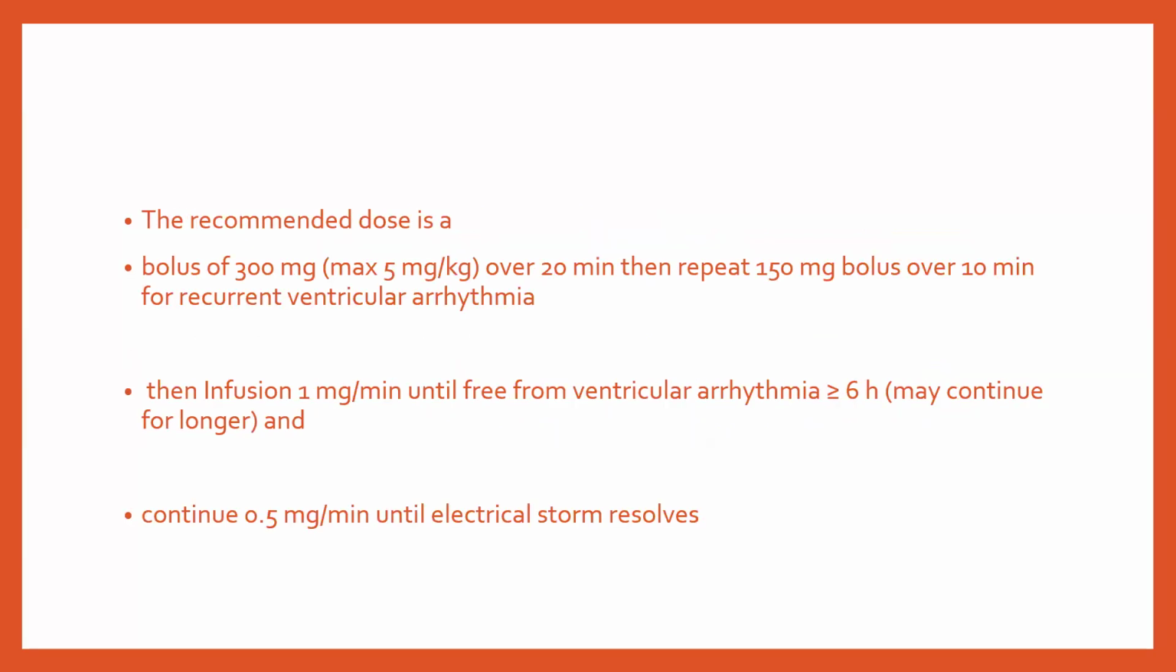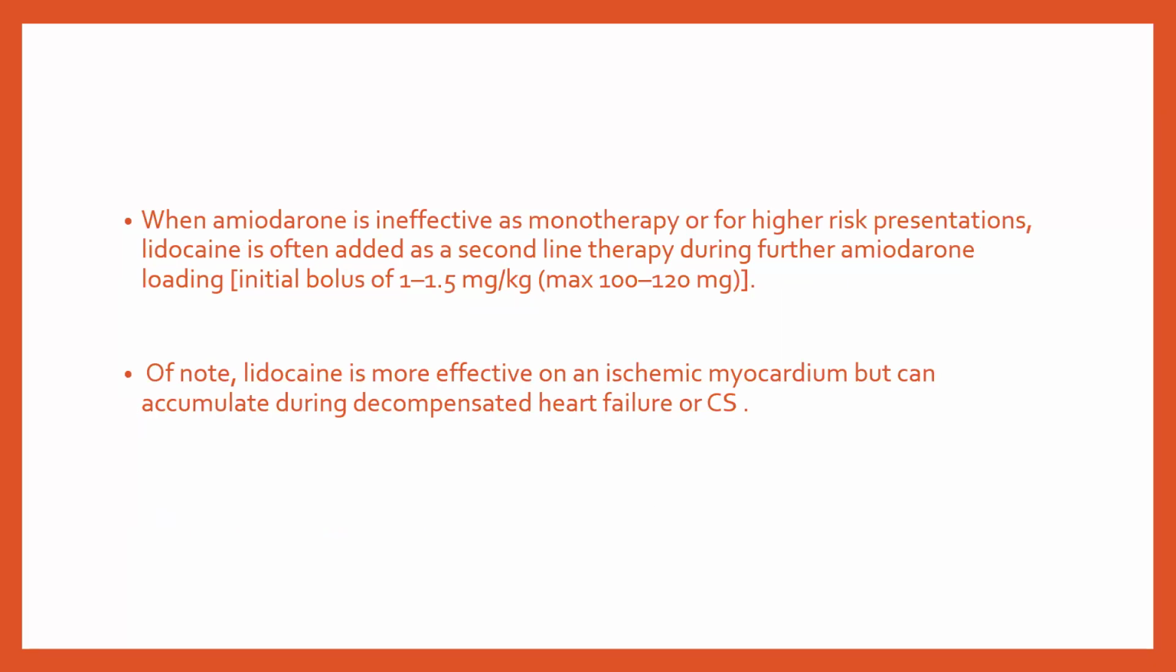The recommended dose is a bolus of 300 mg over 20 minutes, then repeat a 150 mg bolus over 10 minutes for recurrent ventricular arrhythmia, which is followed by the infusion of 1 mg per minute until free from ventricular arrhythmia for more than or equal to 6 hours, and then continue 0.5 mg per minute until electrical storm resolves.